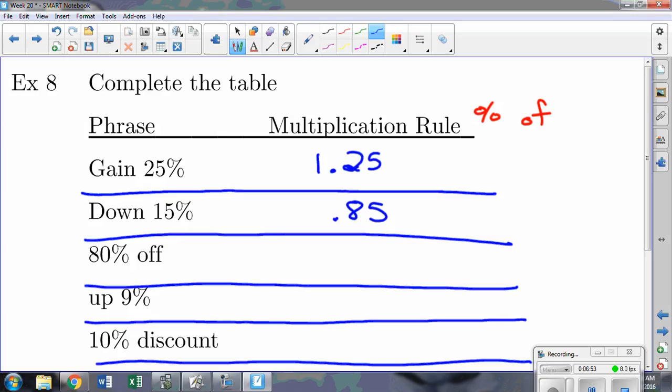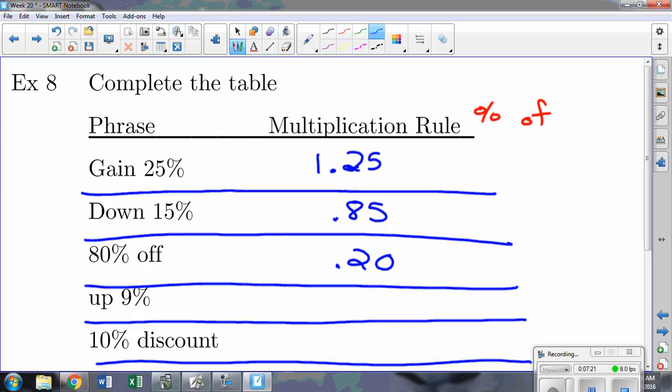If a sale had something marked 80% off, how much are you keeping at 80% off? And so keeping 20%, that means you're 20% of the original. So 0.20, or we could quite simply just say 0.2, 2/10.